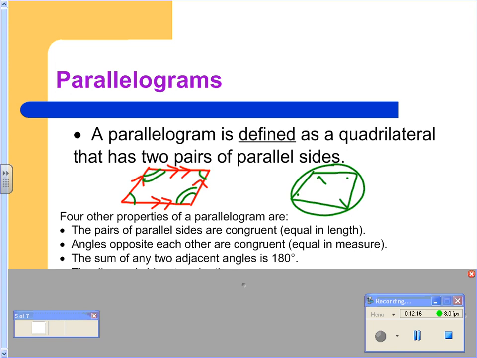Then any two adjacent angles add up to 180. This angle and this angle add up to 180. Or this angle right here and this angle add up to 180. The two angles that are right next to each other always add up to 180.